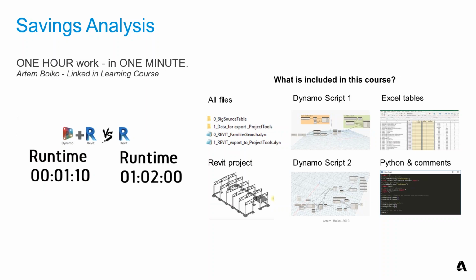So here's some examples of a couple of users who have been doing this already using Dynamo scripting. This is one from Artem Bioko. It's a LinkedIn Learning course for an engineer who would be doing a structural frame, typically with the trusses and the beams and the columns and the footings. This could take maybe 1 hour and 2 minutes to manually make in Revit. This particular expert has set up a script which does the same thing every time, but it will do it in 1 minute using a Dynamo script to drive the geometry in Revit.